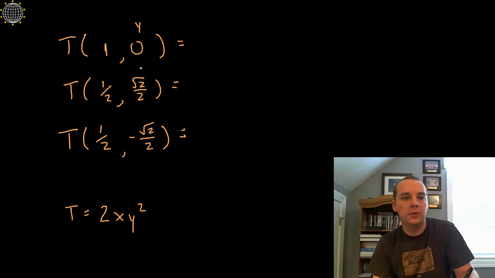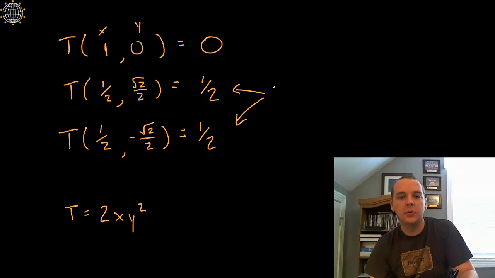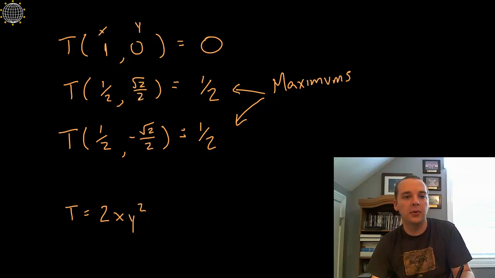Okay, let's do a little algebra. If x is 1 and y is 0, this would yield 0. If x was a half and y was root 2 over 2, after some algebra, you would see that this would be a half. And if x was a half and y was negative root 2 over 2, do some algebra, you would see that this would be a half. And all I did was take these x, y coordinates and plug them in. So what do we see? Well, it looks like these two right here is where we found our maximums. So it turns out we had 2 places that achieved a maximum at 1/2 comma root 2 over 2 and 1/2 comma negative root 2 over 2.